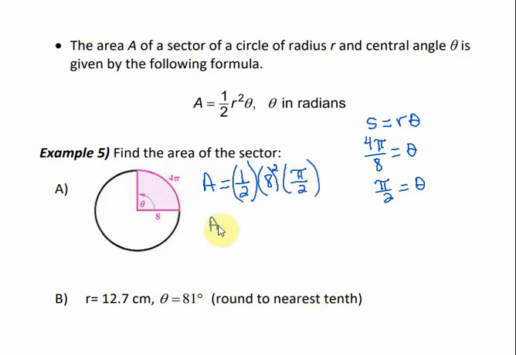Okay, so 8 squared, that would be 64, and if I multiply this, all of the numerators, I would get 64 pi over 4, and then that would reduce to 16 pi, and that is the area of this sector of the circle.